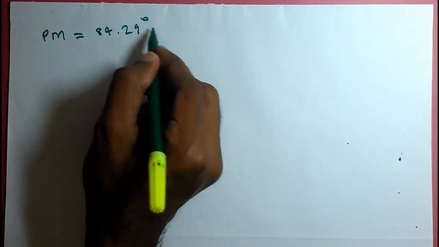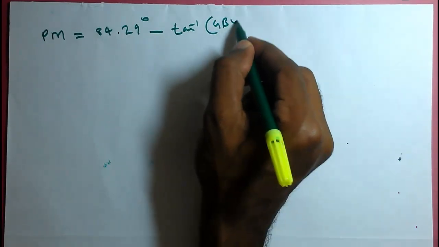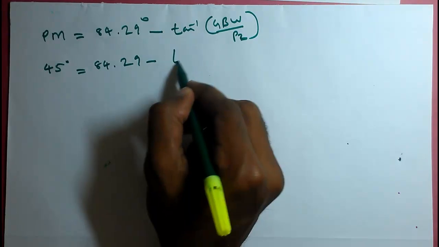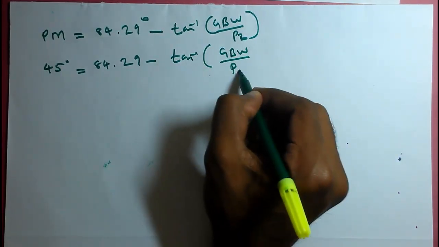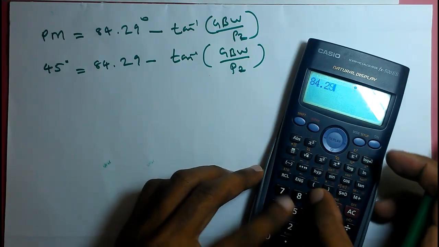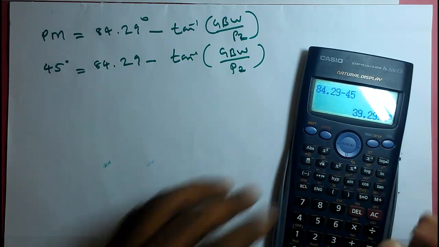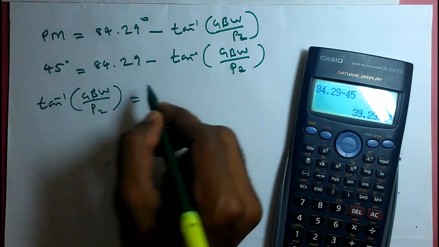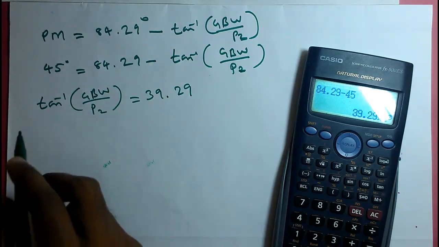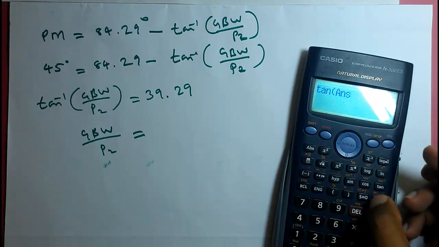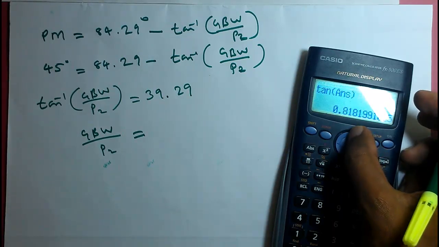So we have the equation phase margin equals 84.29 degree minus tan inverse gain bandwidth divided by P2. If we just need a 45 degree phase margin, 45 degree equals 84.29 minus tan inverse gain bandwidth divided by P2. So this value will come as 84.29 minus 45, that is 39.29. So tan inverse gain bandwidth divided by P2 equals 39.29. If you are taking tan on both sides, gain bandwidth divided by P2 equals tan of that value, which is 0.8181.